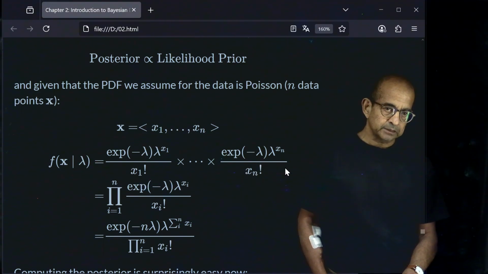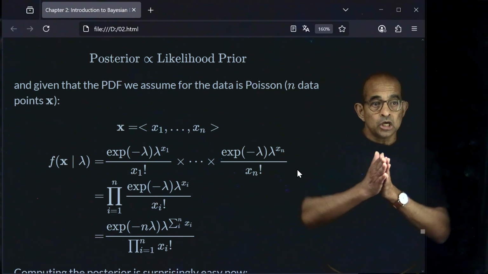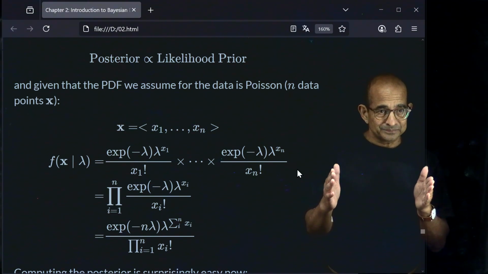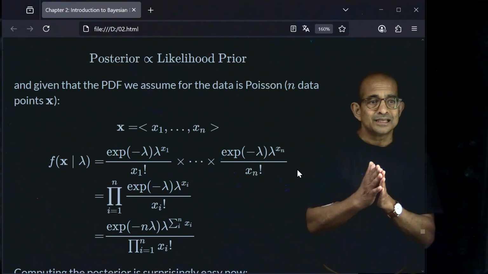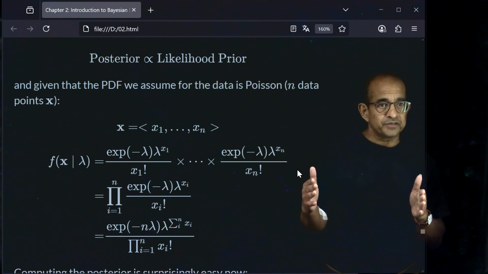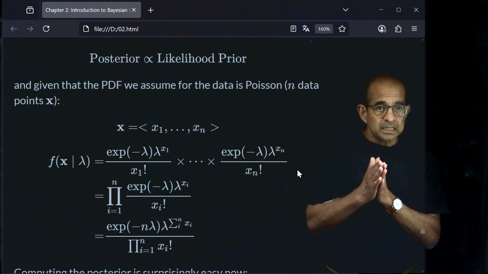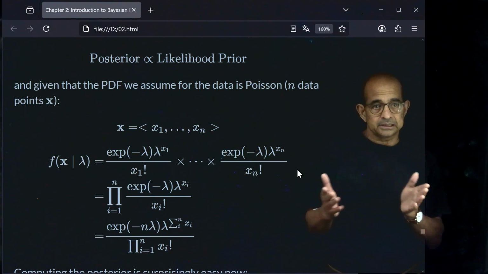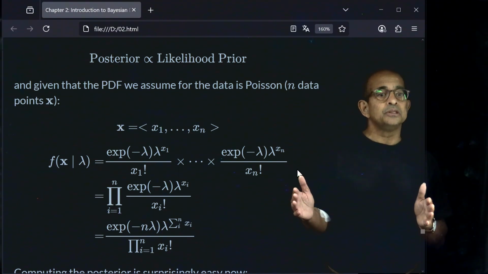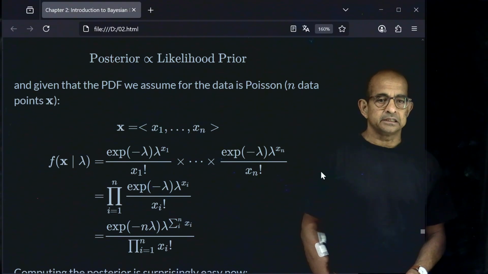The reason I'm multiplying these is because I'm assuming that the n data points are independent. So I'm computing the joint density of these data. In other words, I'm computing the joint likelihood, treating lambda as the variable and the x's as constants, as discussed in chapter 1. The only variable in this equation is lambda, and therefore I'm computing the joint likelihood of lambda given these n data points.